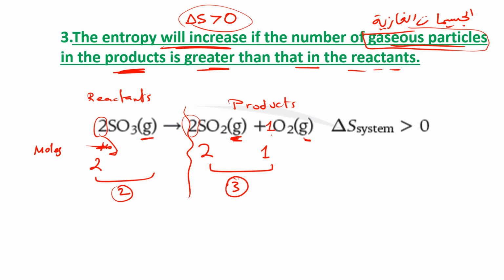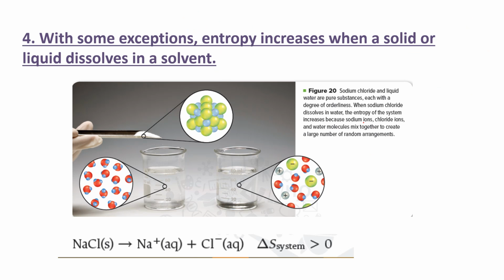Remember, I'm talking only about gas. Solid, liquid, aqueous, we don't count them. ما نحسب السوليد والliquid والaqueous. Okay? So because this happens, the delta S is going to be positive and the entropy increases. Okay, guys? All right. What's condition number 4?